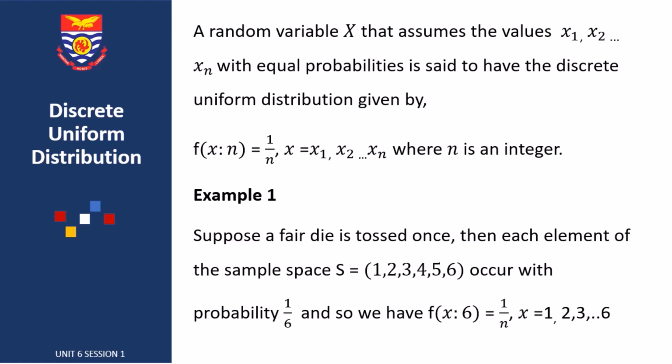Example 1. Suppose a fair die is tossed once. Then each element of the sample space, which will be the values 1, 2, 3 up to 6, has a probability of 1 on 6. So we have the distribution f(x; 6) equal to 1 over n, where x assumes values 1, 2, 3 up to 6.